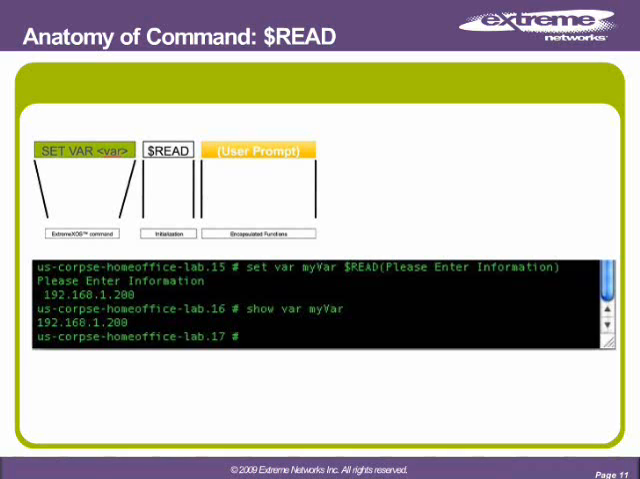This can be useful in cases when you want to have an interactive script that needs an IP address or it needs a VLAN name. So when your script is running, you can have an engineer enter in information on the fly. This is a very powerful command.